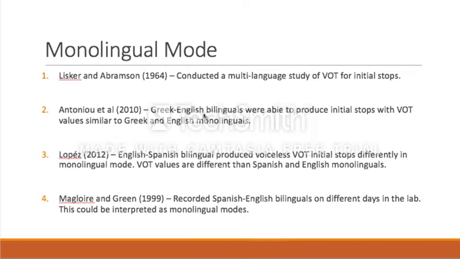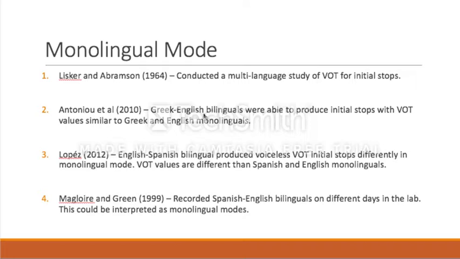So now I want to turn to a few studies that have investigated VOT in a monolingual mode. The seminal work was first done by Lisker and Abramson in 1964, who conducted a multi-language study of VOT for initial stops. It basically has been the work that is referenced now to show that VOT happens along a continuum and that different languages have different breaking points to distinguish between the stops of each respective language based on a VOT value that falls somewhere in this continuum from pre-voiced VOT values to long lag VOT values.